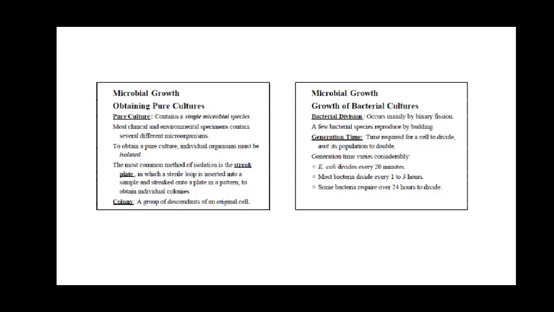Generation time varies considerably. E. coli divides every 20 minutes. Most bacteria can divide every 1 to 3 hours, and some bacteria require 24 hours for division. So different bacteria require different generation times. E. coli is the fastest, requiring 20 minutes to double its number. Within 20 minutes, from a single cell, two E. coli cells can be produced.